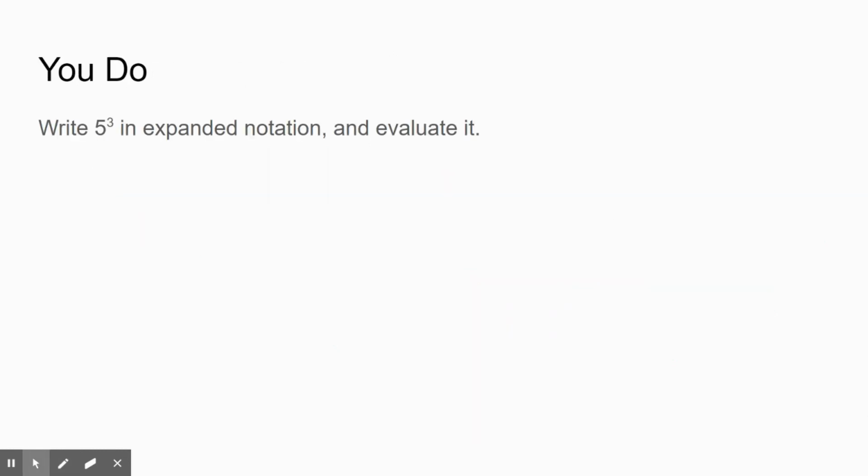Next up is a you-do problem. This time we have 5 to the power of 3. You're going to write this in expanded notation, and then you're going to evaluate it. Just like what we did in the previous slide, except this time your base is 5 and your exponent is 3. Ready, go.